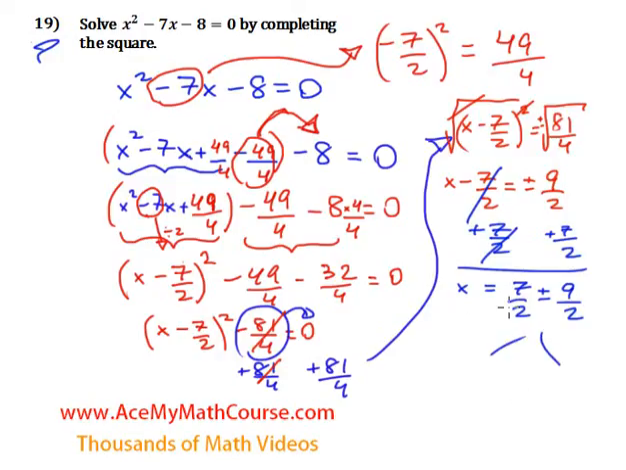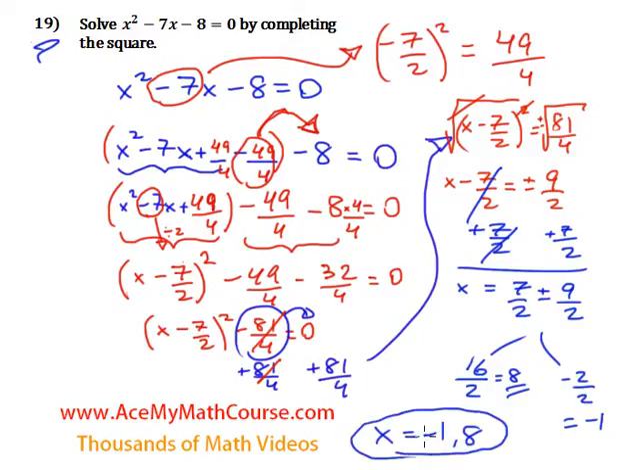Two answers. The first one, 7 plus 9 over 2. 7 plus 9 is 16. We already have a common denominator. And 16 divided by 2 is 8. So that is the first answer. Next one. 7 minus 9 is negative 2 divided by 2, which is equal to negative 1. So, x is equal to negative 1 and 8. Both are perfectly valid solutions to this equation, and we're done.